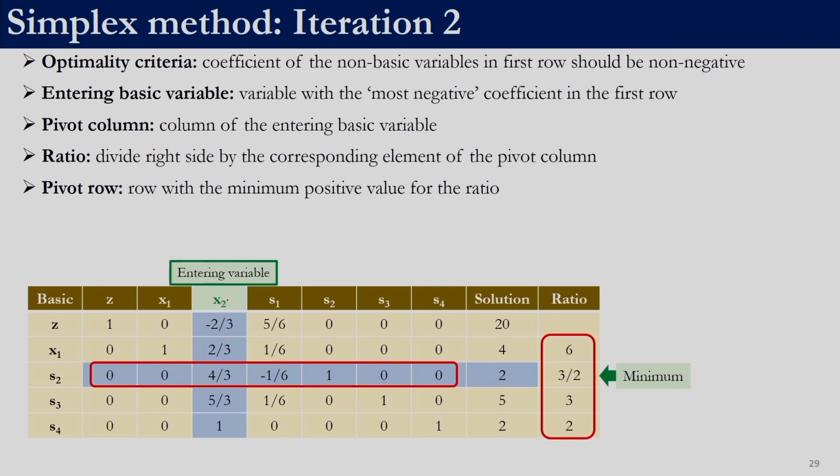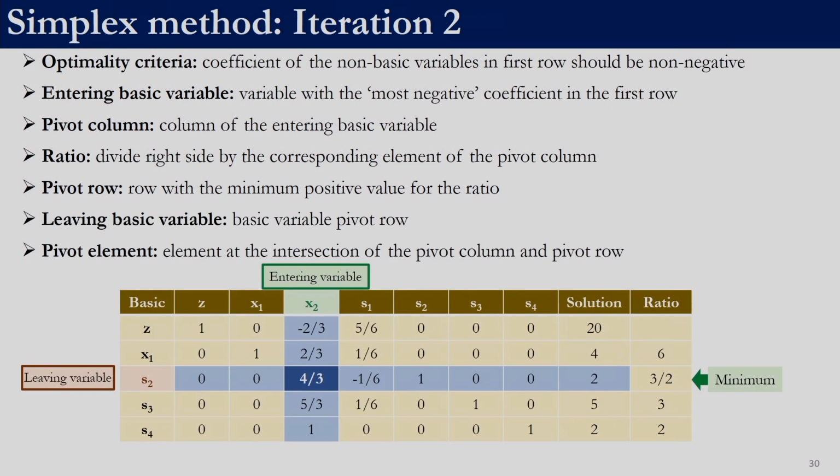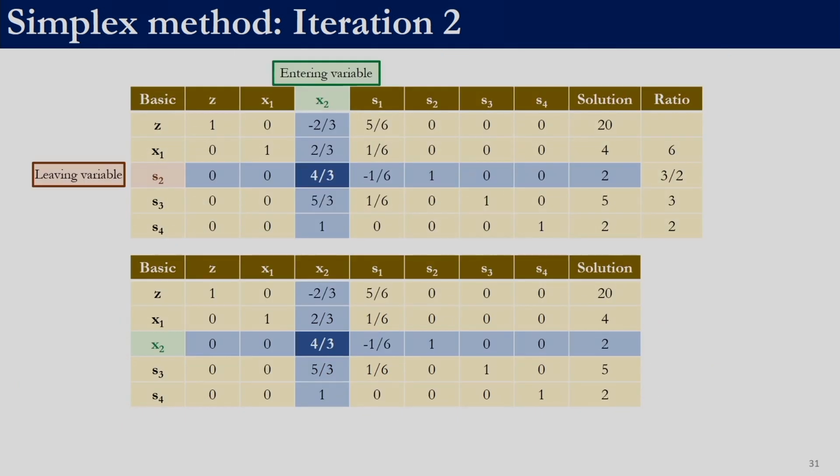Now we have identified the pivot column and the pivot row. The intersection of the pivot row and pivot column is our pivot element. This pivot row corresponds to the basic variable S2, so S2 will become the leaving variable. Now we have identified the entering variable and the leaving variable. Now, we need to make this pivot element 1, and all the other coefficients in the pivot column should be 0. So, the entire row operation has to be repeated.